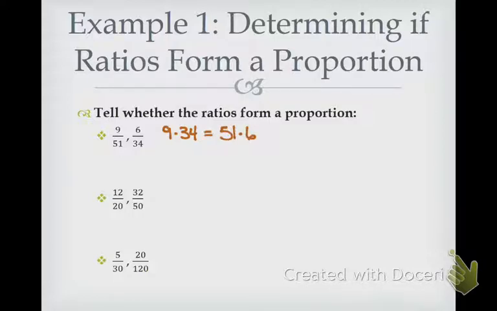What you're doing is you're multiplying the cross products, and if the product is the same value, then your answer is yes, they form a proportion. If they're different values, then your answer is no. So go ahead and multiply these two numbers and tell me if they're equivalent. 9 times 34 and 51 times 6.